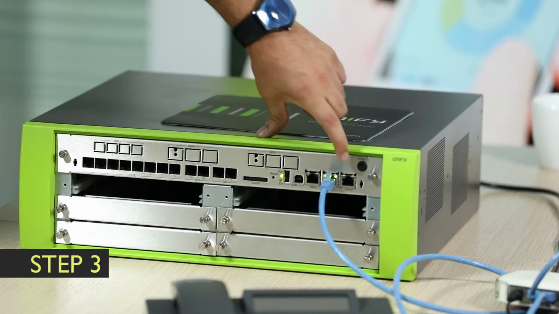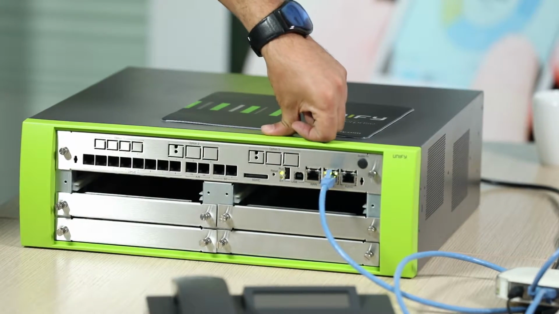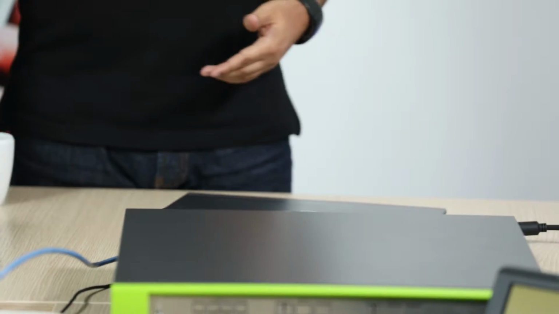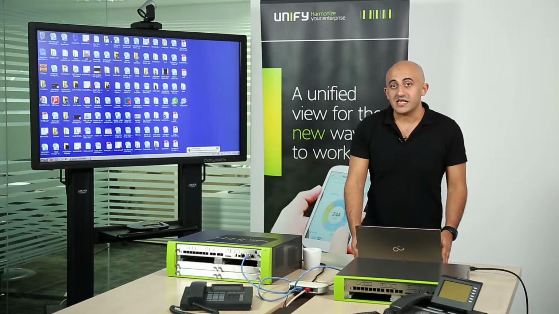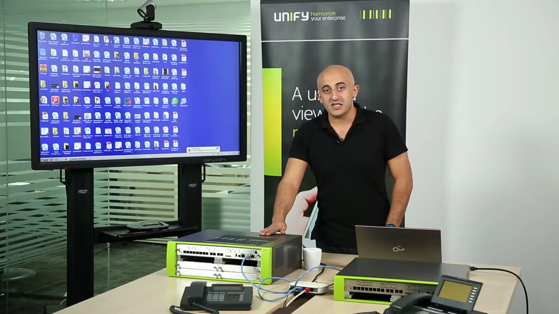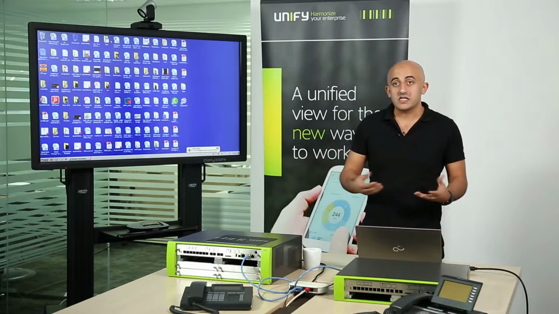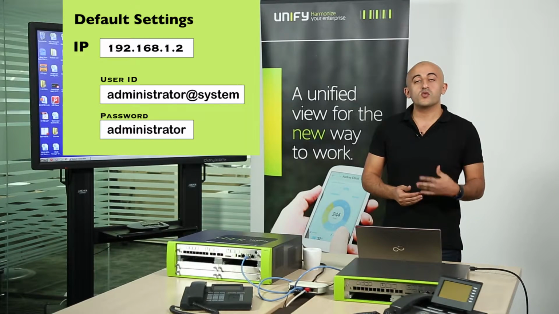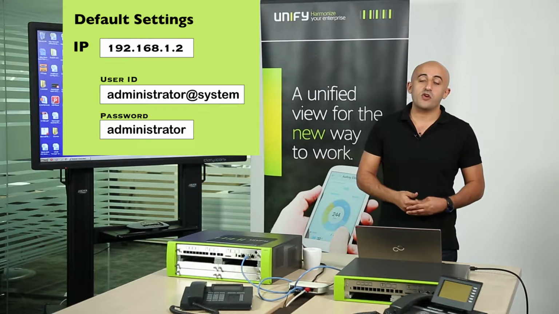As you can see, the appliance started automatically upon connecting the power cable. Now I need to open my laptop and start configuring the appliance. We need to set an IP for the management laptop within the same network range as the OpenScape Business appliance. By default, out of the box, it comes with a default IP of 192.168.1.2, with a username of administrator and a password of administrator.